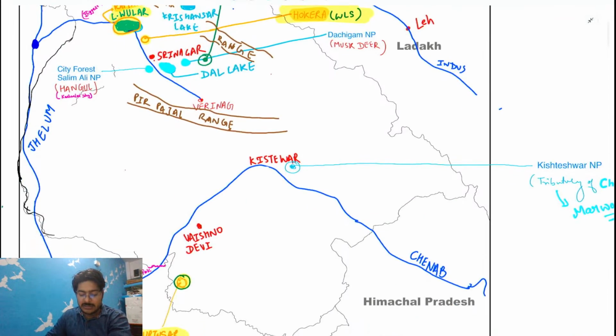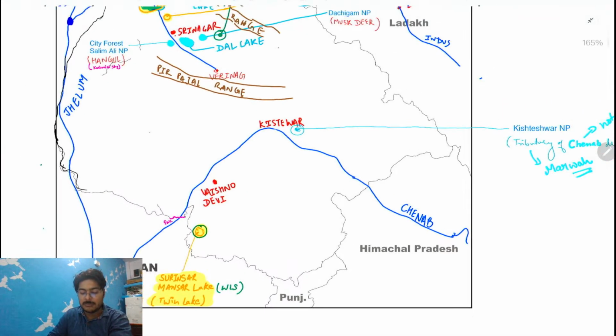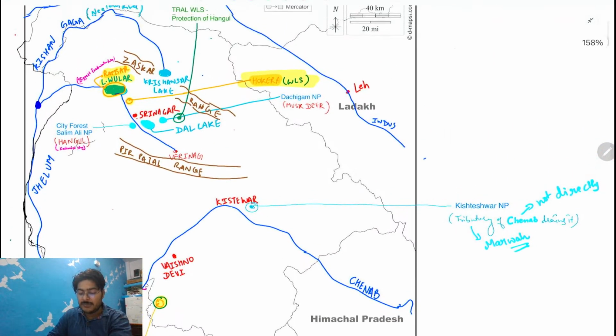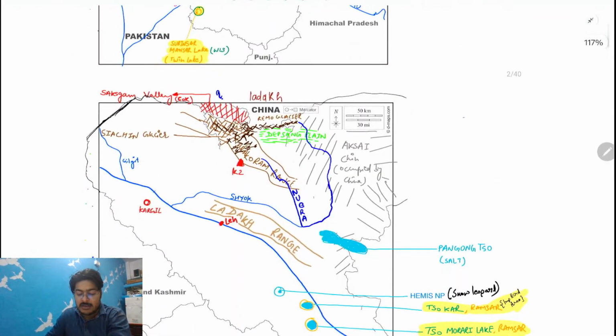So these things we have discussed, and then the last we have discussed Surinsar Mansar Lake, ठीक है ना? Twin Lake, Wildlife Sanctuary. This is about the JNK. And हाँ, one more thing, किश्तवाड़ नेशनल पार्क, ठीक है ना, it is the tributary of the Chenab, ठीक है ना, tributary of the Chenab, क्लियर होगी बात, Kishtwar National Park, clear.